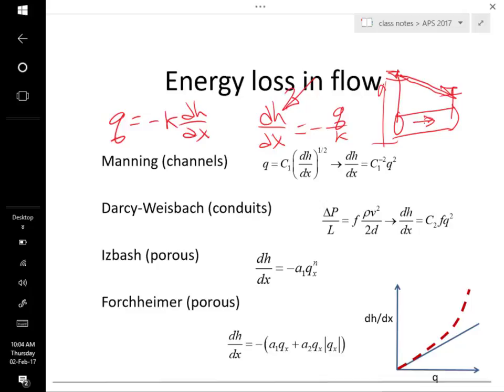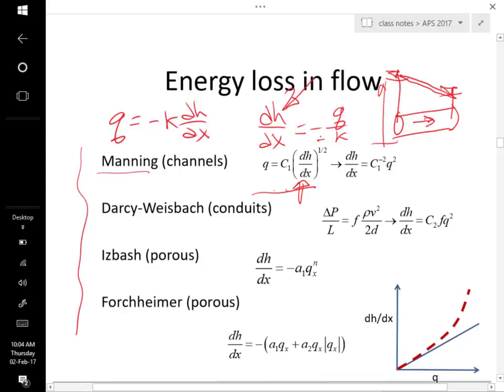but under turbulent conditions, we've got a variety of other laws. These are empirical laws that have been put forth to describe this relationship between the energy gradient, the head gradient, and the flow. And here I've listed some of them. Manning's law, this is used to describe the head loss, or the relationship between the head loss and the flow in a channel. And it's written like this. This is how you usually see it, and it's the similar form to the way I wrote Darcy's law. But we've got there the head gradient is to the 1/2 power.